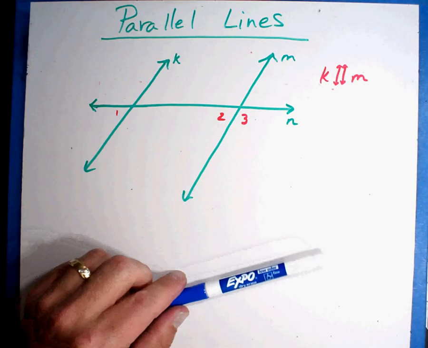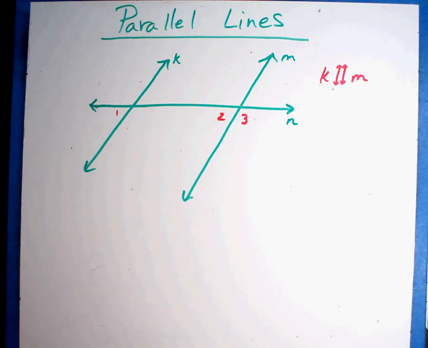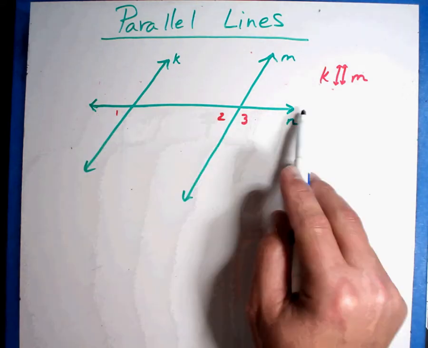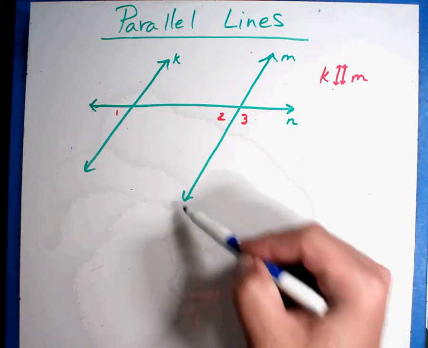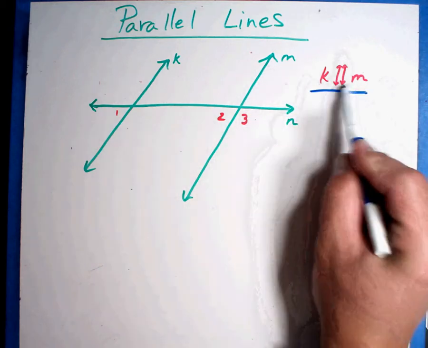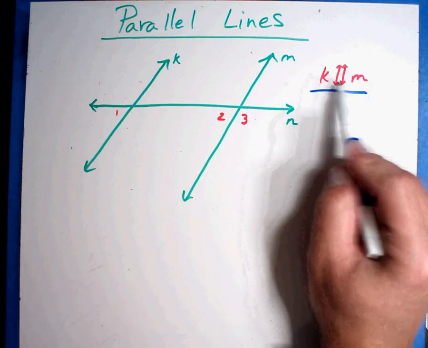Okay, in this video we're going to be talking about parallel lines. Now, you'll notice I have a diagram here with line N, line K, and line M. And notice it says off to the side K is parallel to M. Now, sometimes they won't use this diagram. They'll tell you K is parallel to M.